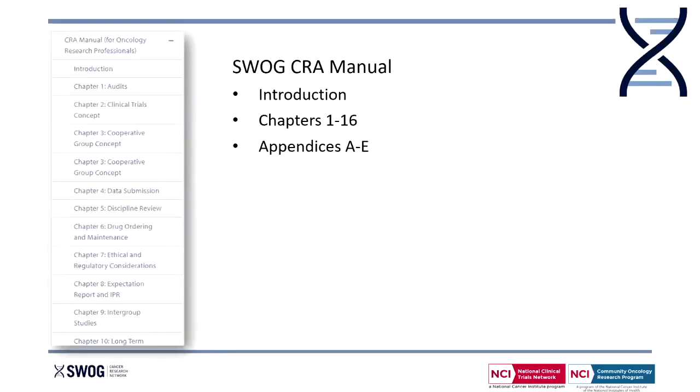The SWOG CRA manual is mostly unchanged. It's the same introduction and 16 chapters and 5 appendices that have a lot of good information in them. We're updating these all the time, and so they're a good resource. If you have something that you want to look up, this is a good place to check.